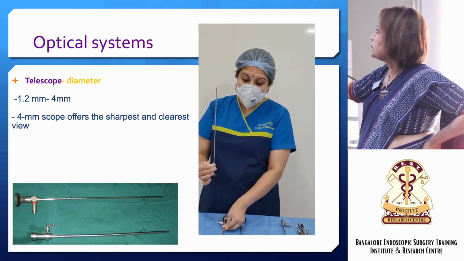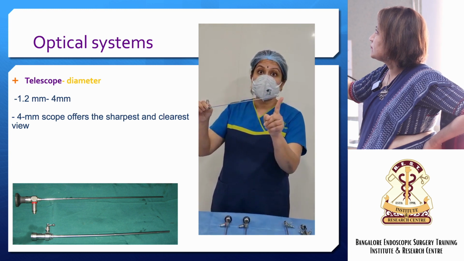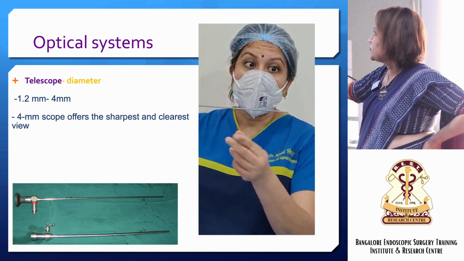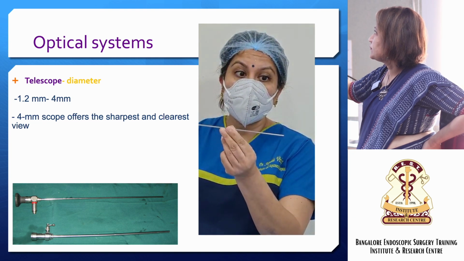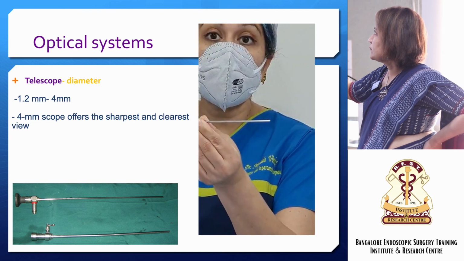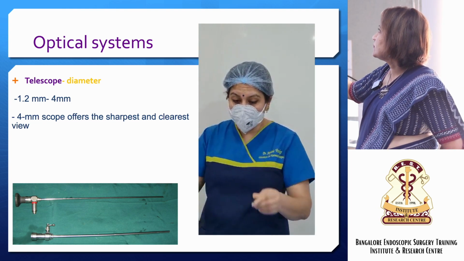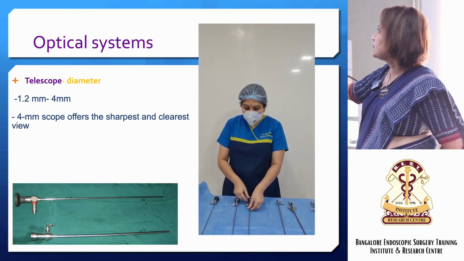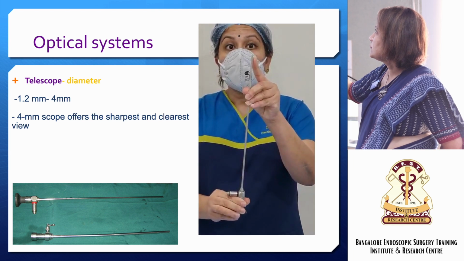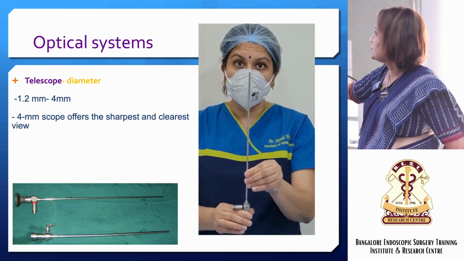Another important aspect of the scope that each one of us should be aware of is the angle that it subtends. This one, for example, is a 30-degree scope. In a 30-degree scope, when you want to visualize the cornua, you just have to rotate the scope. So 30-degree scopes are very useful for diagnostic hysteroscopies. I also have here a 12-degree telescope, and 12-degree telescopes are particularly useful for operative hysteroscopy.